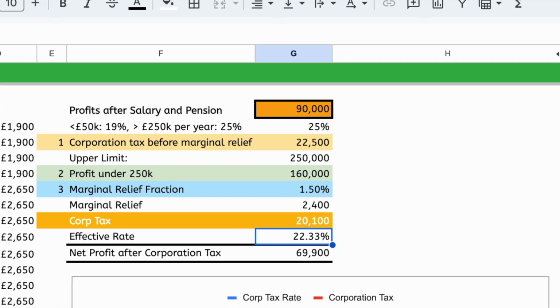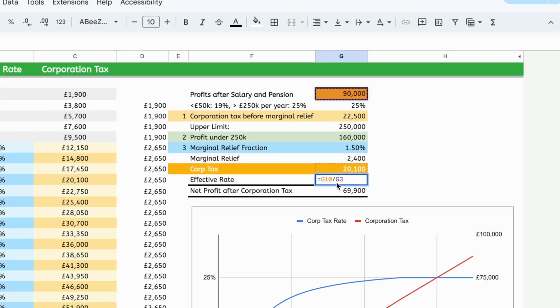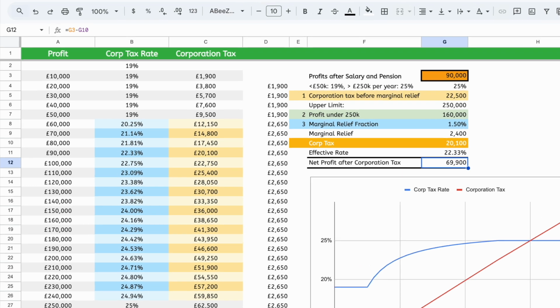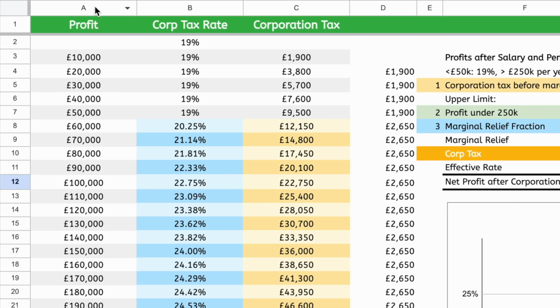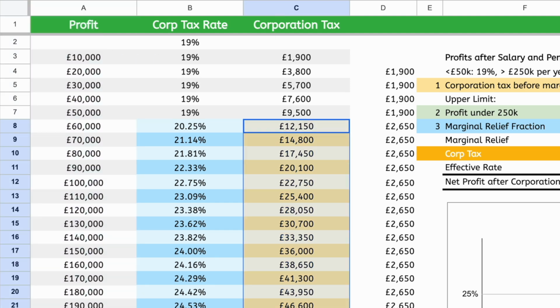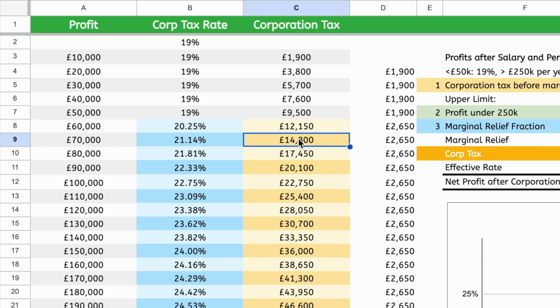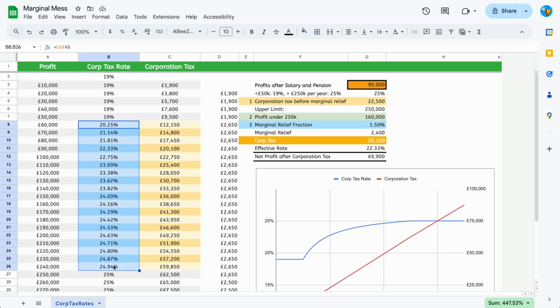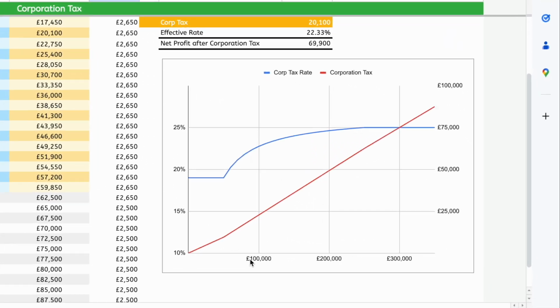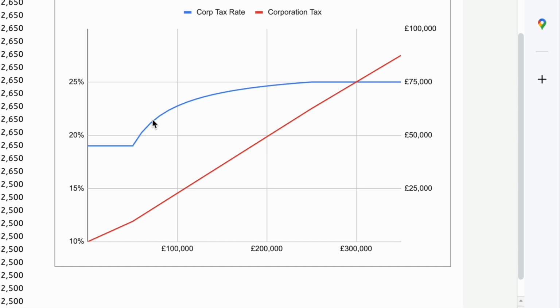What is interesting though is how much extra tax we are paying at the different profit amounts. Over on the left, we have different profit amounts here. Then apply our calculation when we are between 50k and 250k. Here's our calculation. Tax at 25% minus marginal relief. Then in the middle, we calculate the effective tax rate. Scroll over to here and we've charted this up. You can see a sharp increase at just over 50k. That's where marginal mess kicks in.